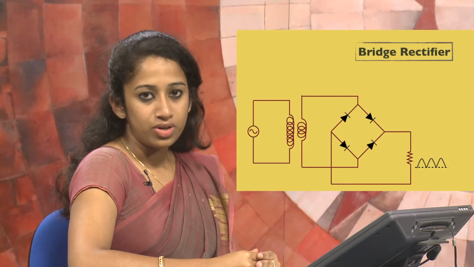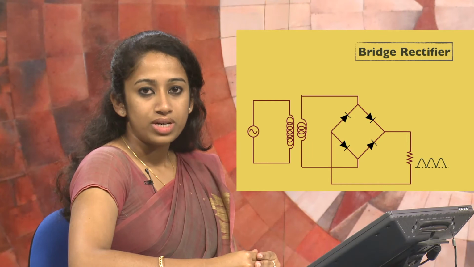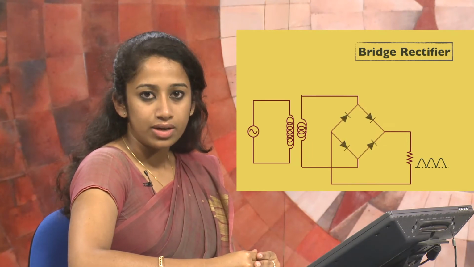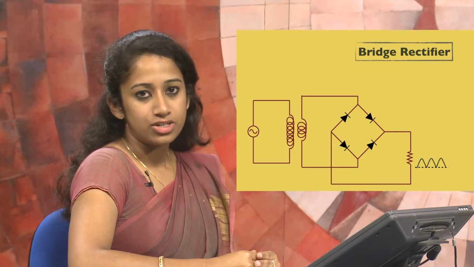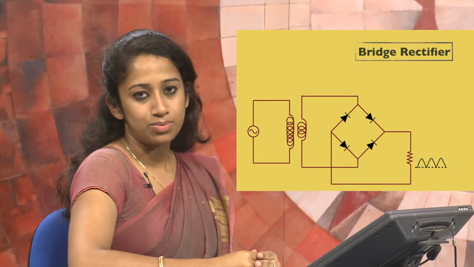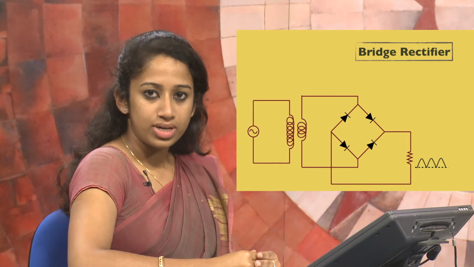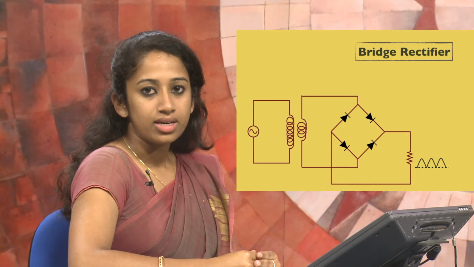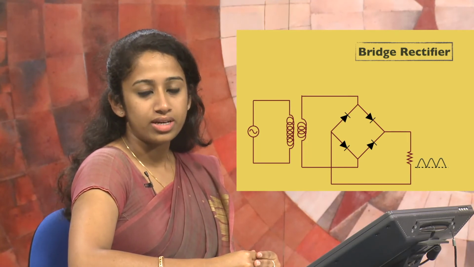Now let's have a look at the bridge rectifier. In many power supply circuits, the bridge rectifier is used. The figure shows the circuit of a bridge rectifier. The full-wave bridge rectifier uses 4 diodes arranged in a bridge circuit to give full-wave rectification without the need for a center tap transformer. This bridge is connected to the secondary of the transformer. The bridge rectifier can be built from separate diodes, or a combined bridge rectifier can be used.